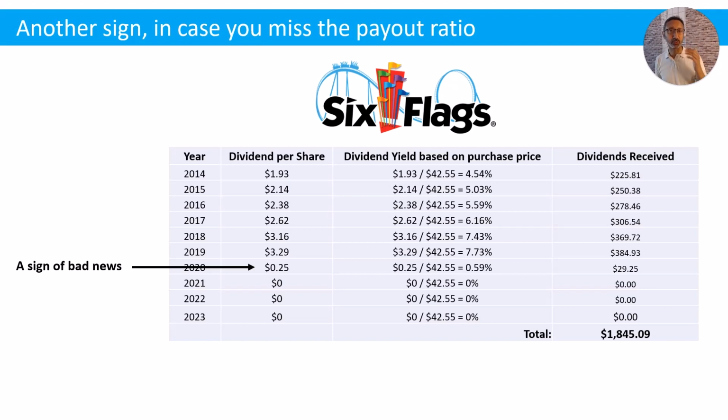And in the example of Six Flags, we covered that in part 1. In 2020, they cut the dividend to 25 cents. So that right there should have been a red flag that maybe this is a company you should avoid investing in, or if you already own the shares, maybe consider selling them, right?